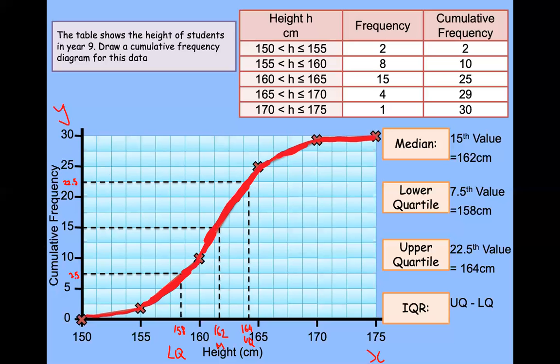And to find the interquartile range, of course, how do we do that? We take away the lower quartile from the upper quartile. And so the answer is going to be 6. So it's 164 take away 158. So this is how we build the cumulative frequency diagram, how we find the median, how we find the lower quartile, how we find the upper quartile, and the interquartile range.